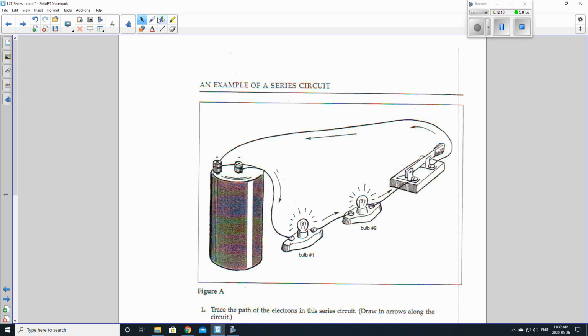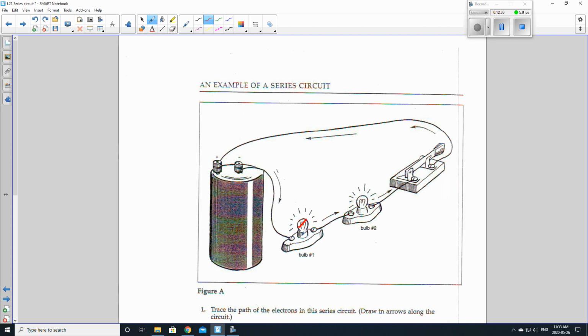So that means that if this light bulb is burning, is lit up, that means that this one also has a chance to light up. But as long as one of these is broken, then the other one will also not turn on because there will be a break in the circuit. It will be a bad circuit.